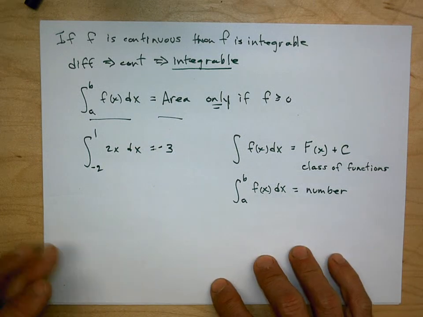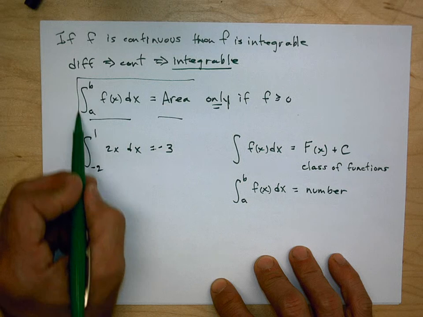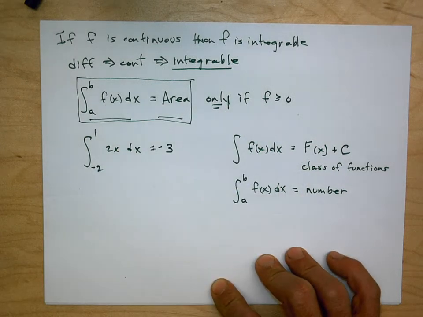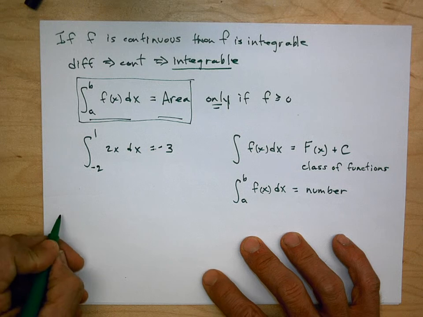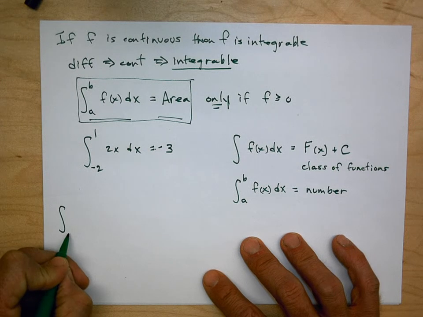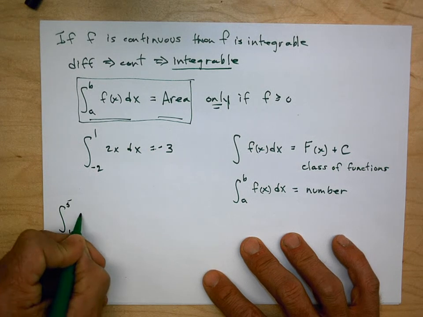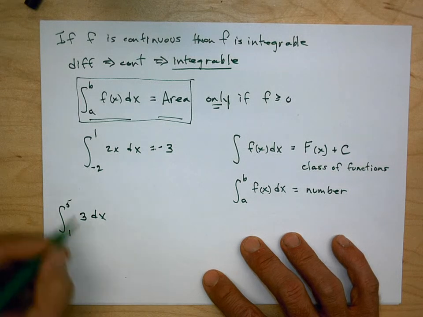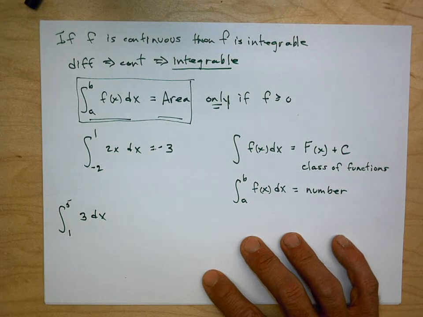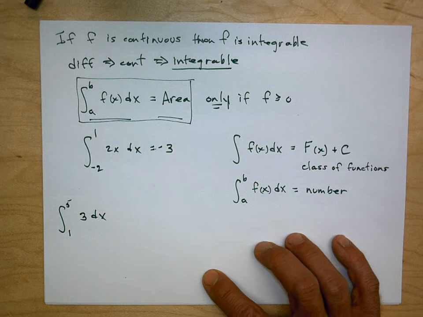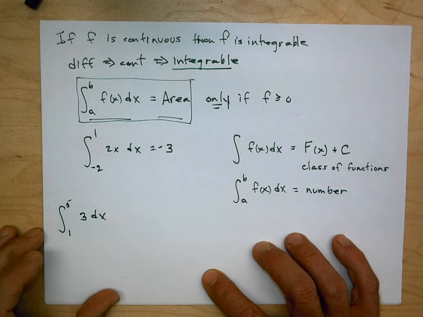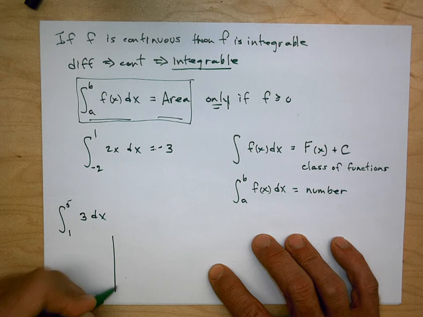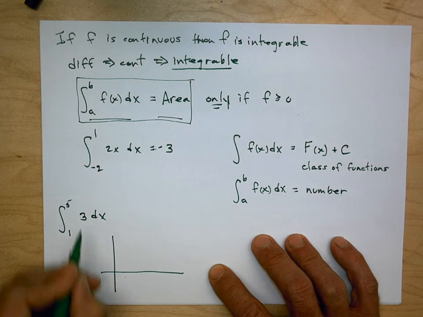Getting back to this idea that if f is non-negative, then the definite integral is the area. Let's just look at a few examples. I wanted to do the definite integral from 1 to 5 of 3. Now we don't necessarily need summation notation and a lot of other ways of calculating sums in order to figure this out. We can just think about it in terms of a graph. Well, this is y equals 3.